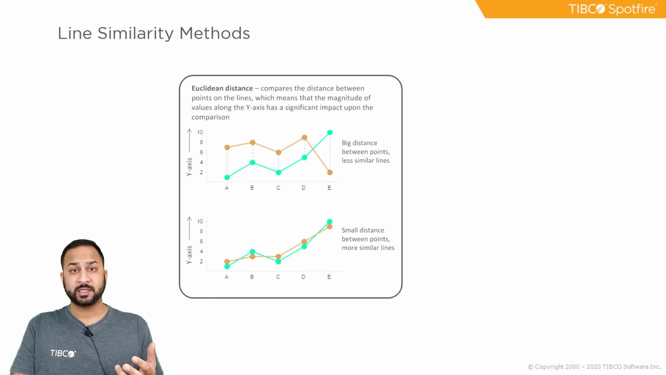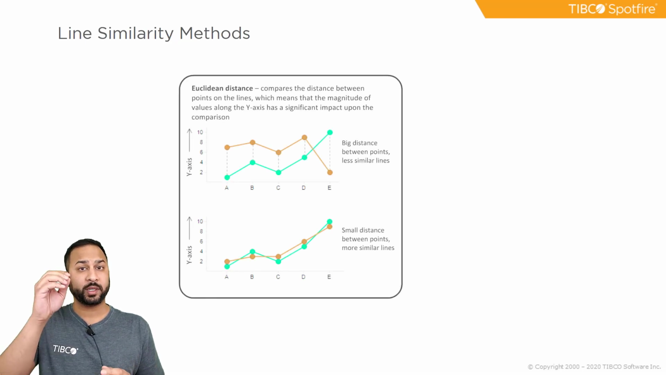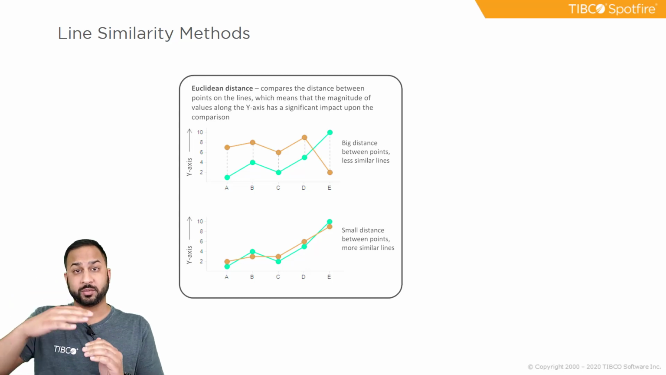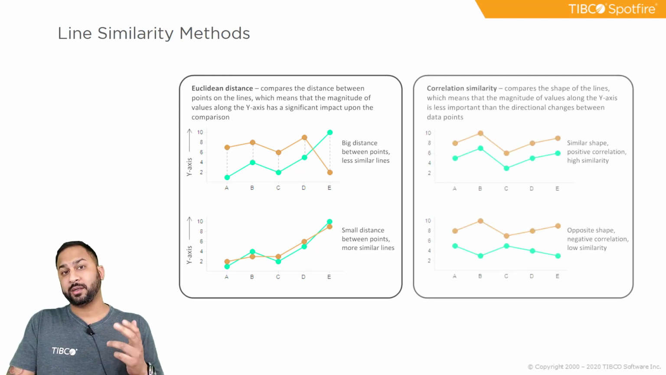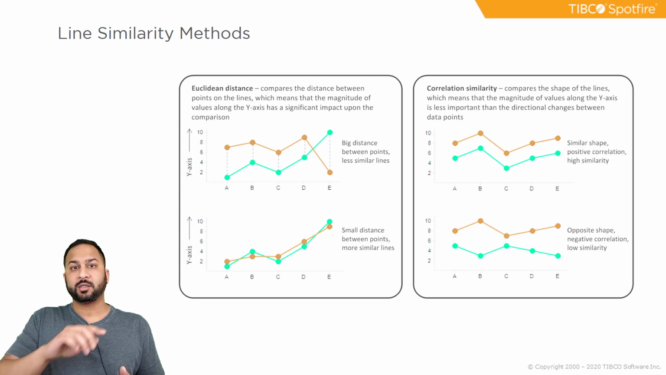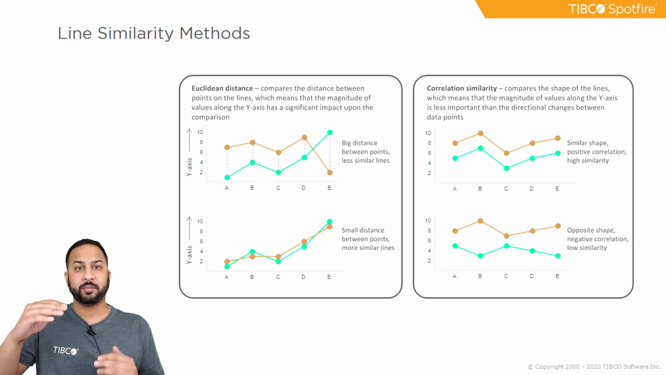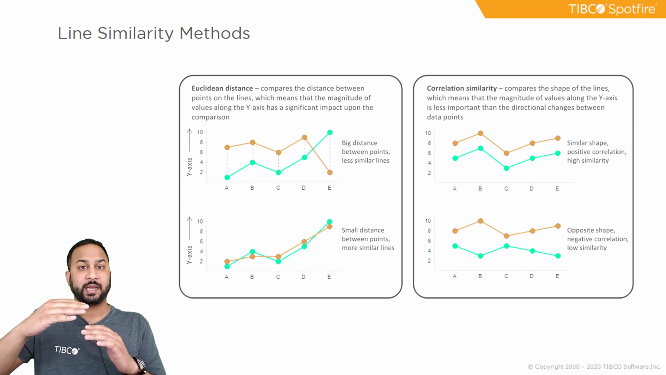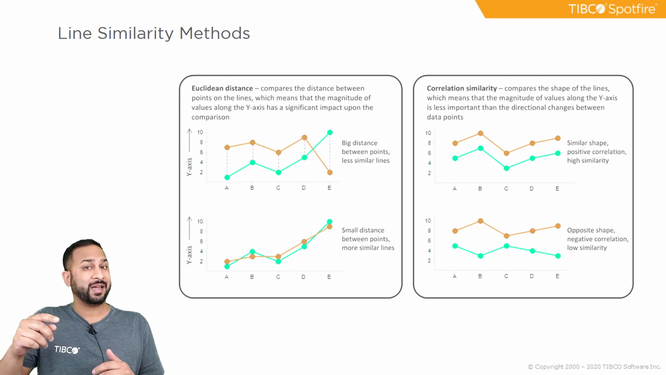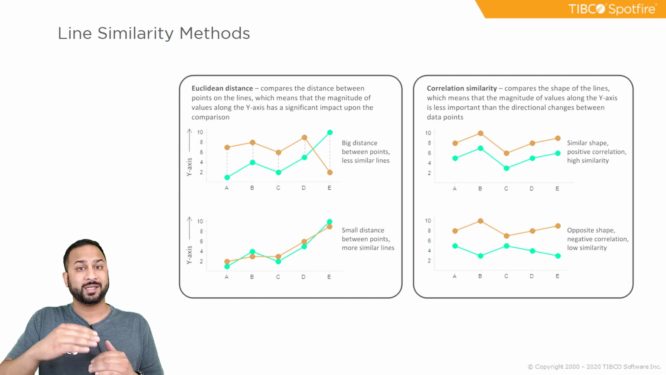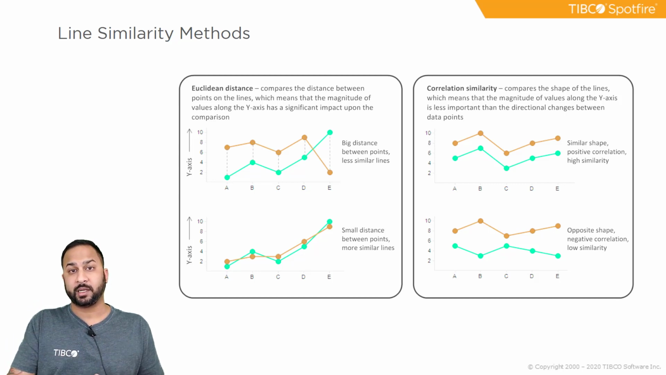There's a Euclidean distance method, which looks at all the points on the y-axis and tries to minimize the distance between the lines and those points. Now, there's also the correlation similarity method, and that looks at the shape of the line and tries to match it with all the other lines that have a similar shape as the line you've marked. Now, lines that have the opposite shape are going to be the least similar and the farthest away from the line that you had marked. So let's look at this in Spotfire.